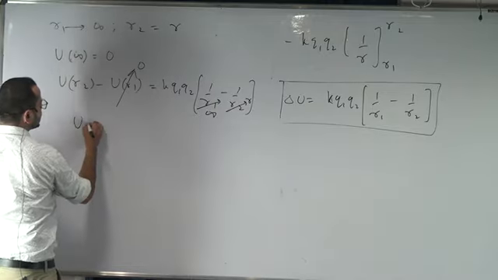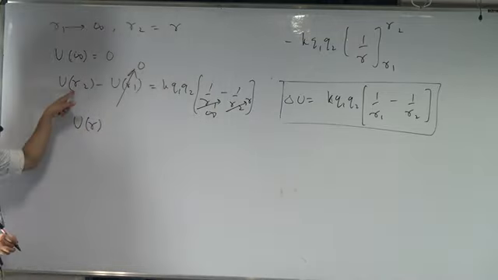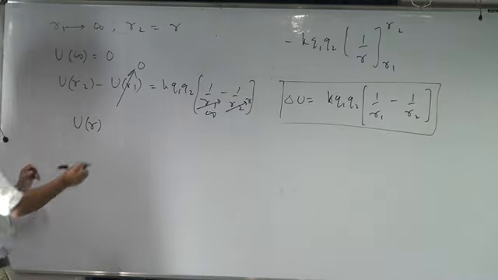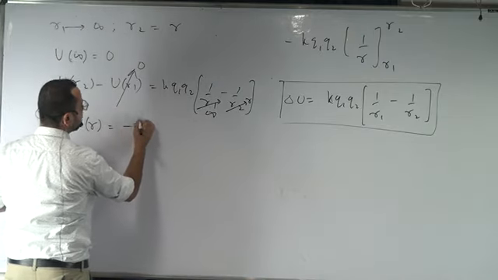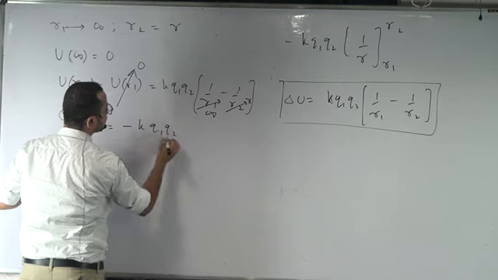So what does this come out to be? R2 is r. So potential energy at r separation is given by minus k q1 q2.